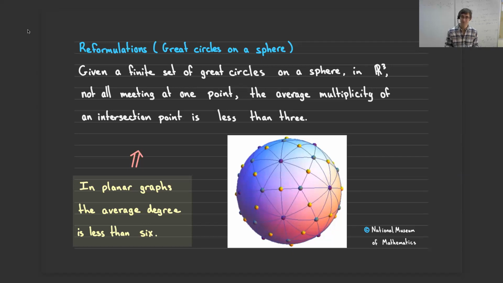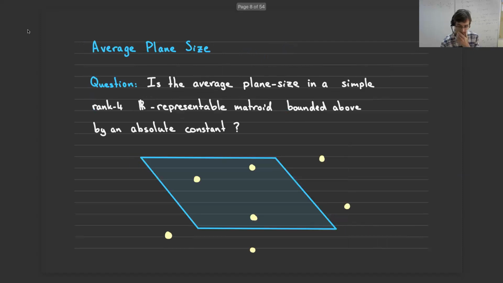If I knew this the last time I taught introductory graph theory, I think I probably would have given this as an application of Euler's formula. Okay. So that's just a proof of Melchior's result.